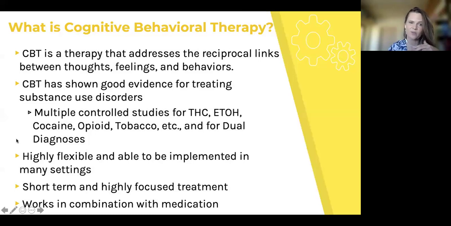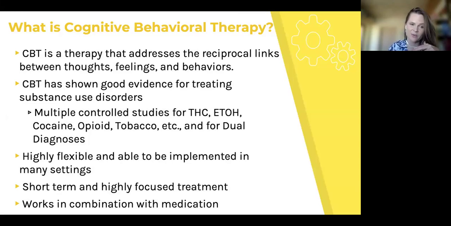So we'll start out with a sort of overview of cognitive behavioral therapy, CBT, as it relates to relapse prevention. Generally, CBT is a therapy that addresses the links between thoughts, feelings, and behaviors. It has numerous very well done studies that provide evidence for how effective it is for treating substance use disorders, a variety of substance use disorders alongside dual diagnoses as well. Some of the advantages of CBT are that it's very flexible. It can be implemented in many settings. It is short term and it's highly focused, and it works in combination with medication, of course.